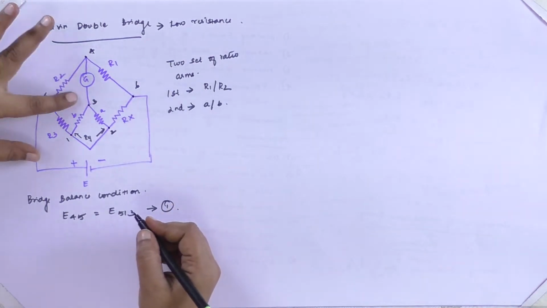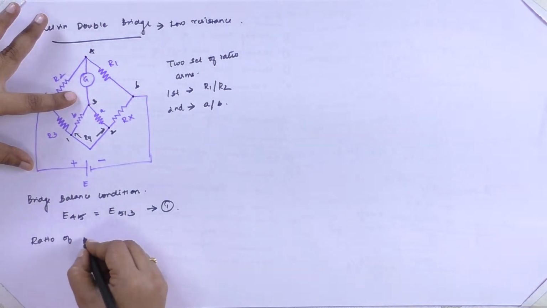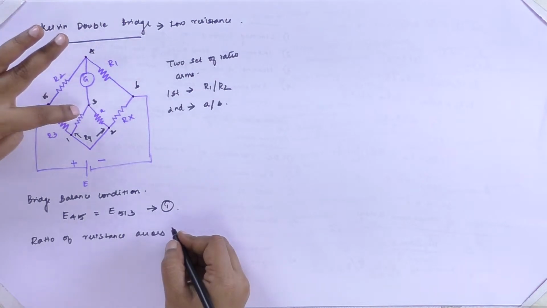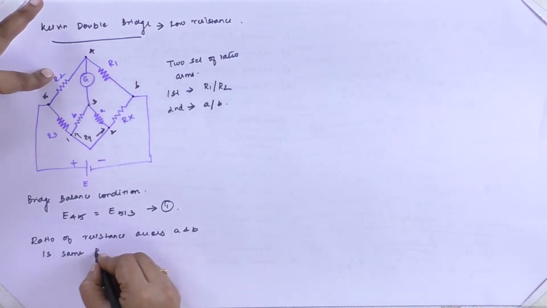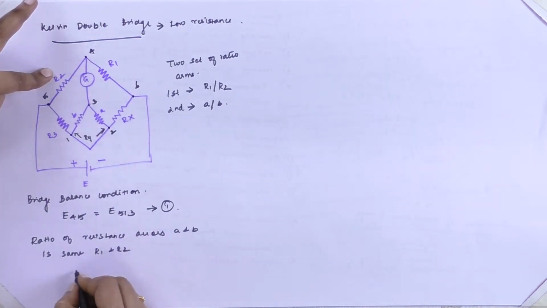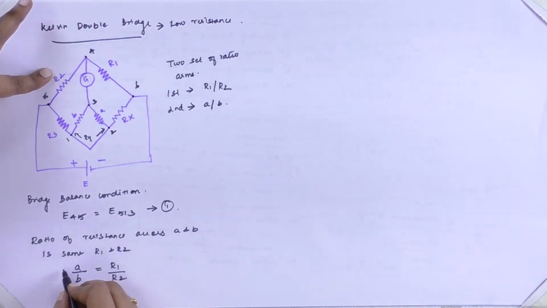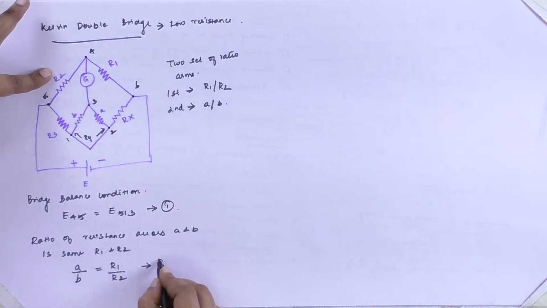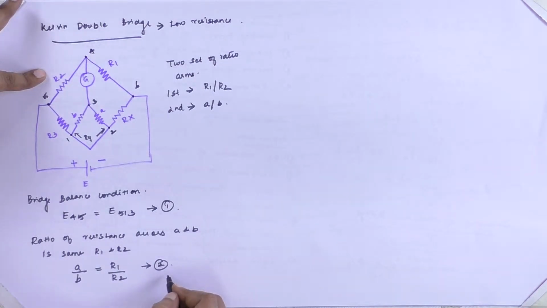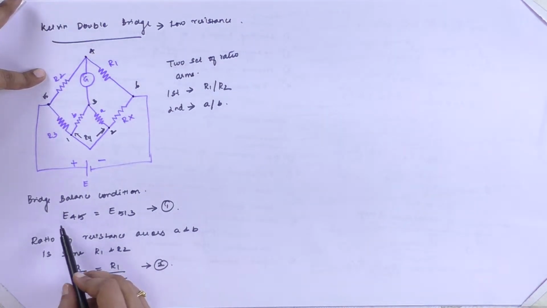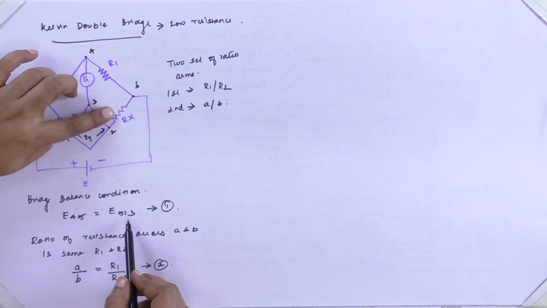At balance condition, the galvanometer reads 0 current. The only condition to be considered is that the ratio of the resistances A and B is the same as the ratio of resistances R1 and R2. So the ratio A to B must be equal to the ratio R1 to R2 in the case of the Kelvin double bridge. Let me take this as equation number 2. Next, we will find the values of E45 and E513 and calculate the value of the unknown resistance Rx.